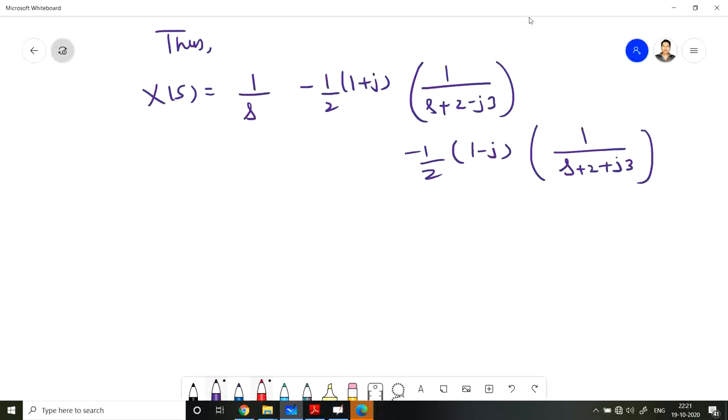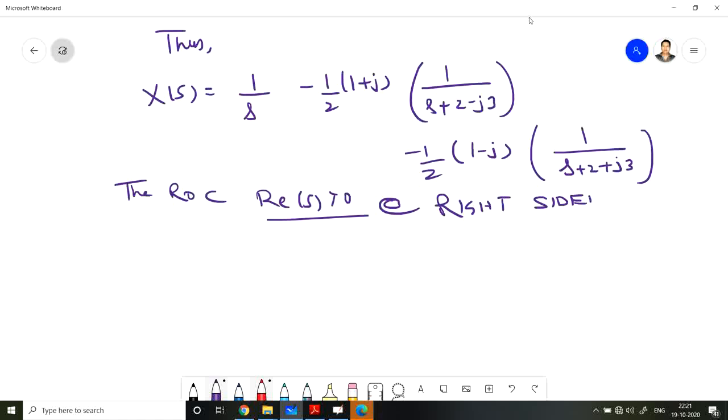Thus x(t): since the ROC is given as real part of s greater than 0, it indicates that it is a right-sided signal. The x(t) is a right-sided signal. So x(t) can be written as 1 divided by s. The inverse Laplace transform is nothing but u(t).